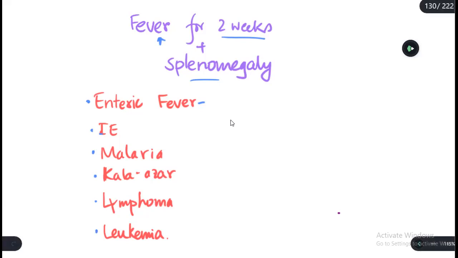Patients with leukemia may also present in this manner, but typically they will have bony tenderness. They will also have a history of purpura or bleeding from different areas of the body. And on examination, the anemia will be evident.